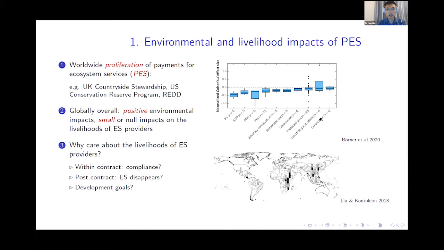So if we look at the top graph on the right-hand side, this is from a recent review that looks at the impacts of various kinds of conservation programs on deforestation. Since we want to look at PES, PES is represented by the fourth blue box from the left. As we can see, this box is entirely below zero, although we just mentioned that the indicator is deforestation. So this means globally overall, PES programs reduce deforestation, or in other words, PES programs overall lead to a positive environmental impact.